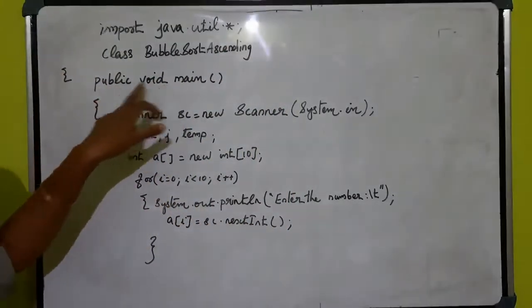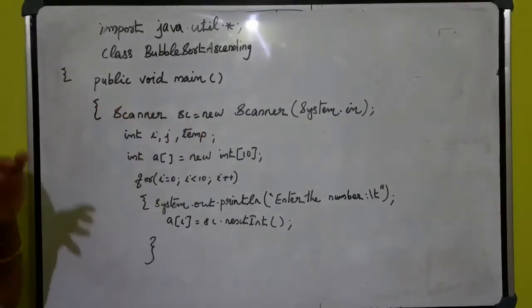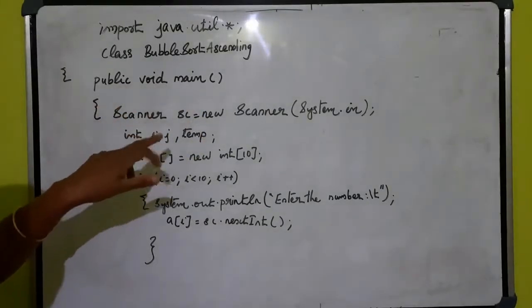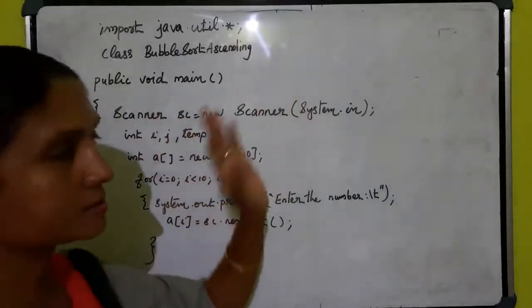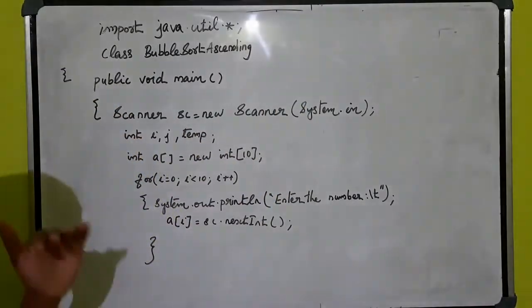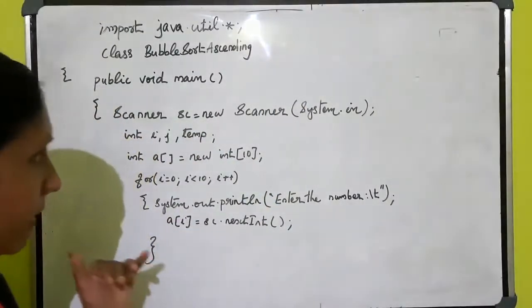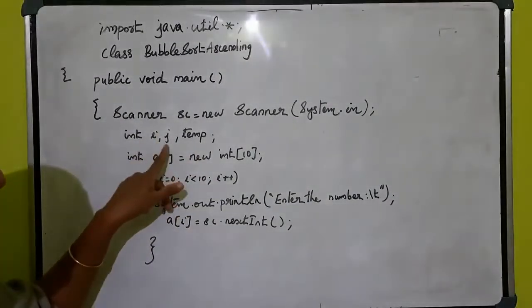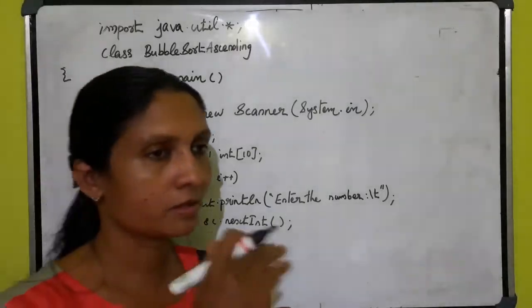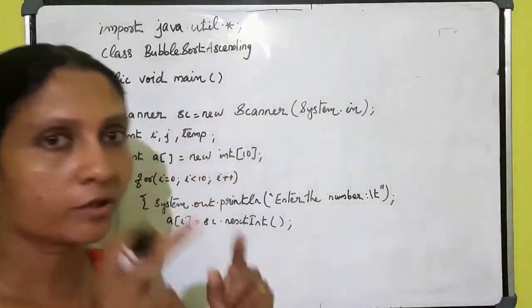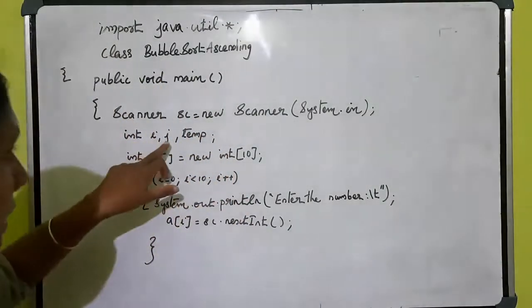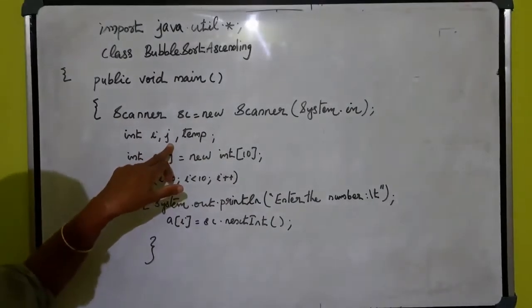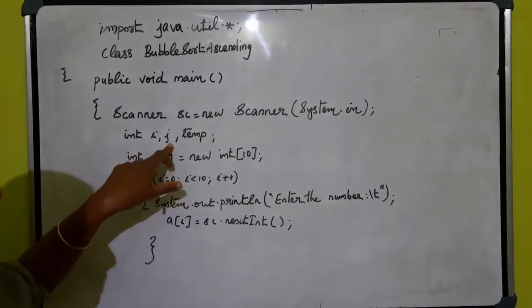Okay, and we need a function, public static void main. First we have to create a scanner object: Scanner sc = new Scanner(System.in). Then in this program, I made these variables. This i indicates the array index, and we need to compare each element with the next element, adjacent elements. For that I need one more for loop, because of that I have to use one more index number, j. For that I am using this j.